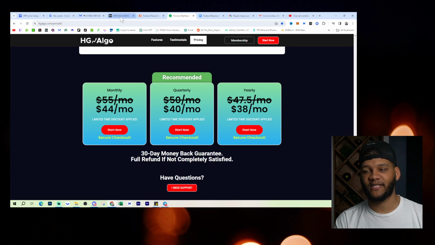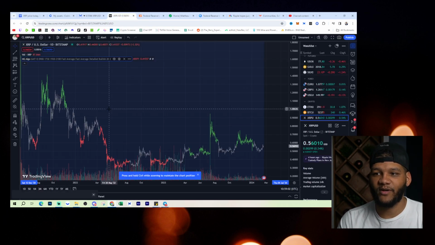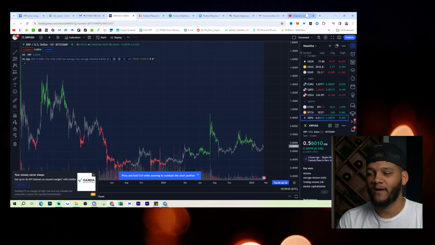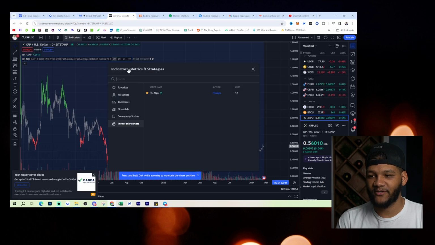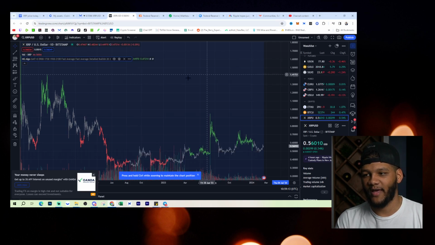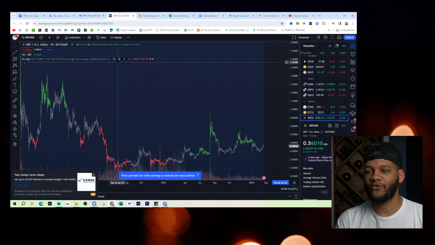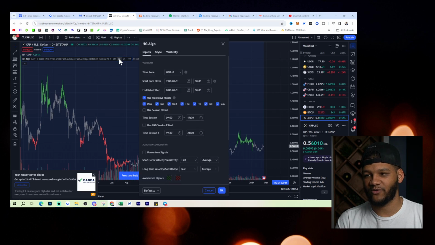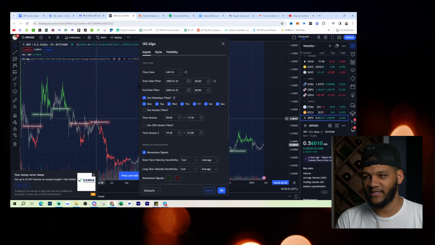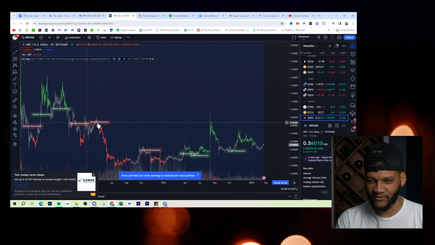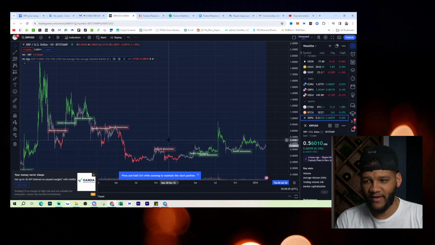But let's explain exactly what it is. If you go into TradingView, if you decided to sign up, and then you go over to indicators, you'll see it under invite only scripts. It'll be HG Algo, and you'll be able to click on that and get all the different information. Once you click on that, it'll give you some signals. It'll come up with a bullish momentum signal, right? You'll see these bullish or bearish momentum signals, whether you look at it in the long term or the short term.